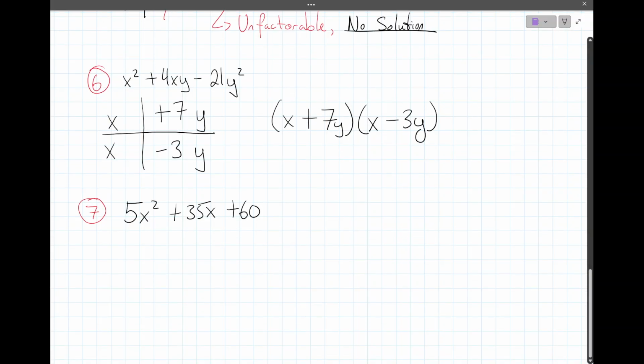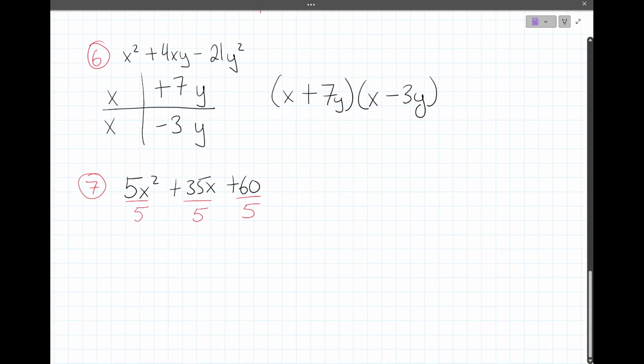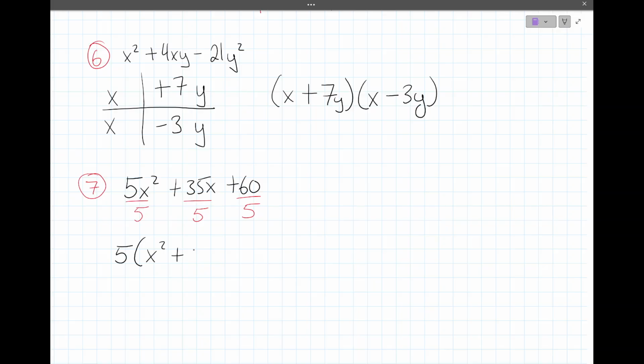I kind of jumped the gun a little bit. So I do have a common factor. I want to take care of something. Each of these can be divided by 5. So if each term, each thing separated by addition or subtraction, so they're called terms, if each term has the same factor that can be divided by the same factor, that's our greatest common factor, right? So we're going to take 5 out, and now this becomes x squared plus 7x plus 12.